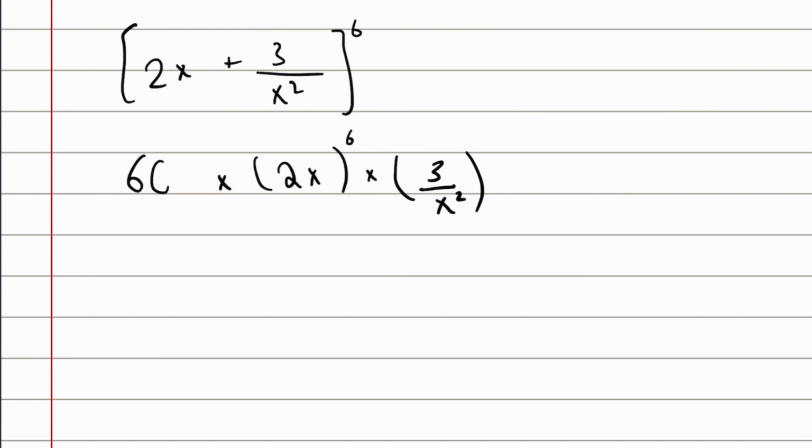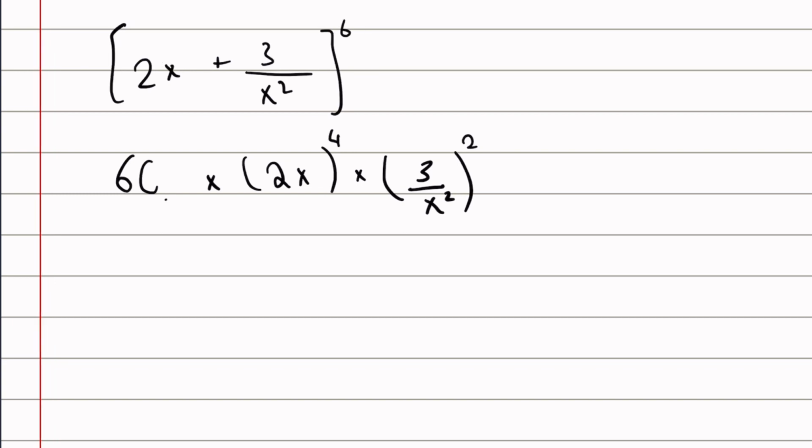Now, this is obviously not eliminated, but let's try 5 and 1. It's still not going to be eliminated because it's going to be x to the power of 5 here and x to the power of 2 at the bottom. Okay, what about something like x to the power of 2 and x to the power of 4? No, how about x to the power of 4 and x to the power of 2? Yes, which means that 6c2.